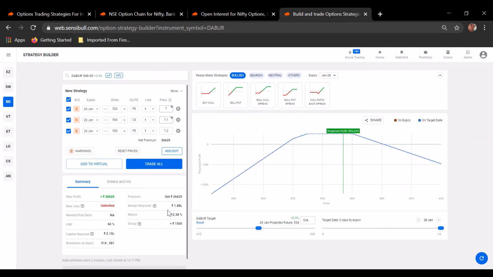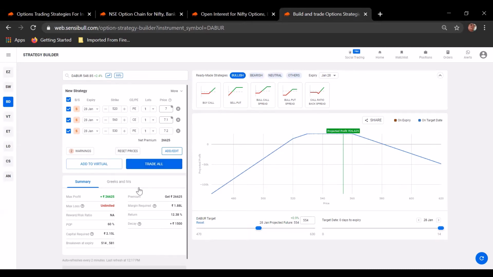On a margin of 1.88 lakh, which is a return of 12.38%. That's an excellent return for another 10 trading days. And so that's a trade that I would immediately take, because if I have the money, if I have 2 lakhs, and if this is a good position to take, that's what I'm going to do. And so that's what I've done.